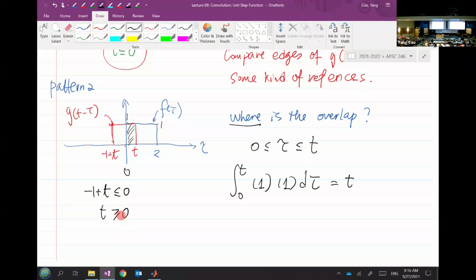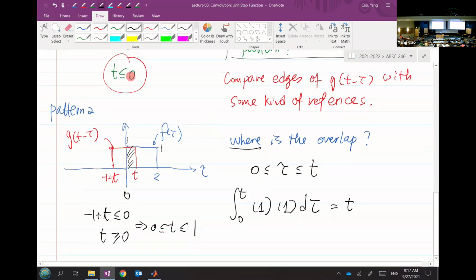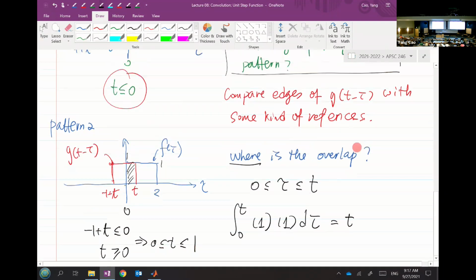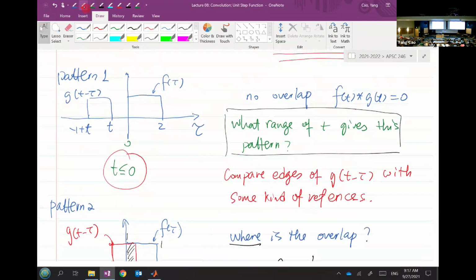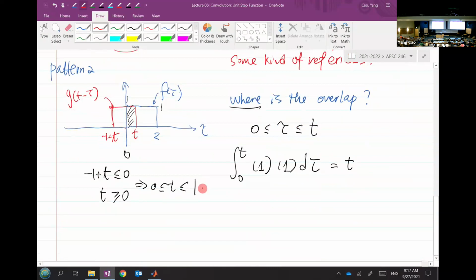So this guaranteed this little box g is covering both sides of the x-axis. And that gives you a range of t that's greater than 0 and less than 1. So this is continued from the previous one. The previous one, t less than 0, and now it's t greater than 0 and less than 1. So what I'm trying to get is, you can see there's a connection. When t is less than 0, you've got this convolution to be 0. When t is within this range, you got the result of the convolution to be t.